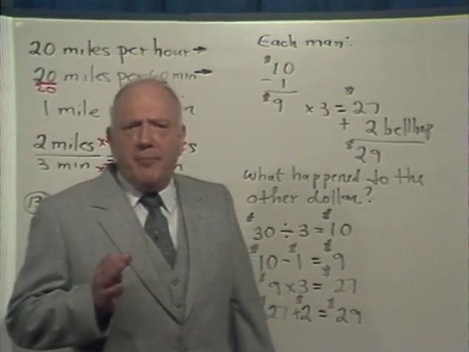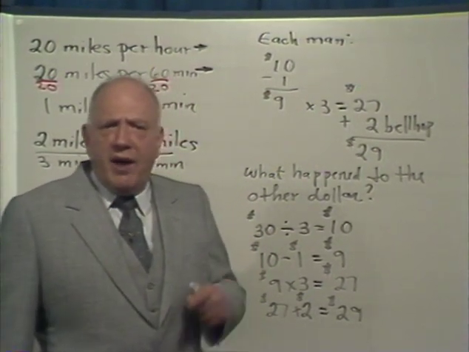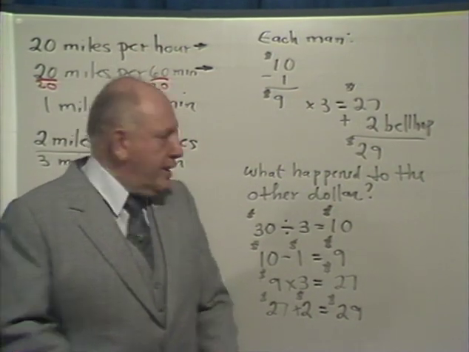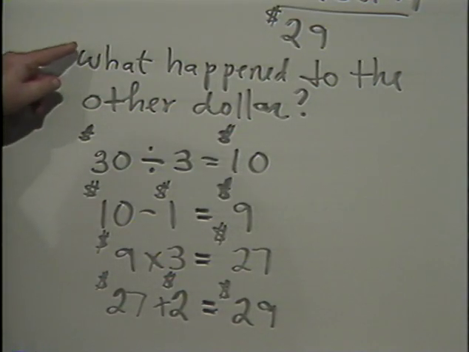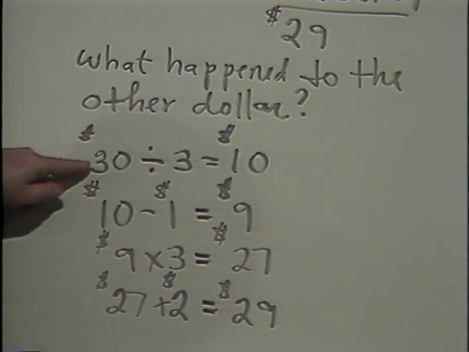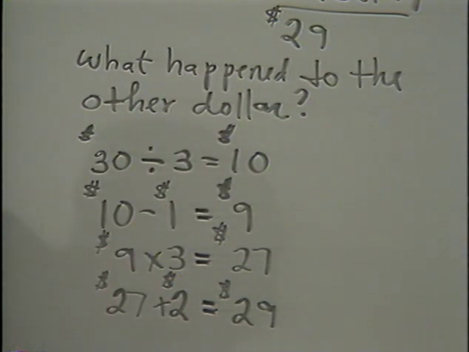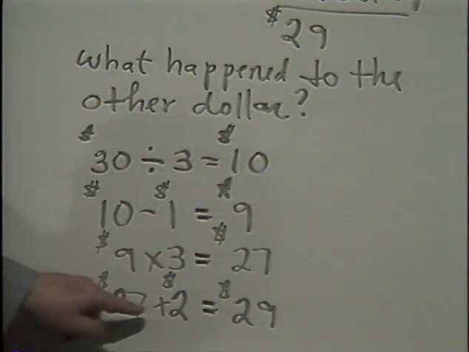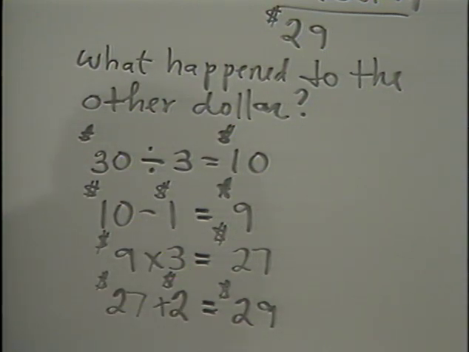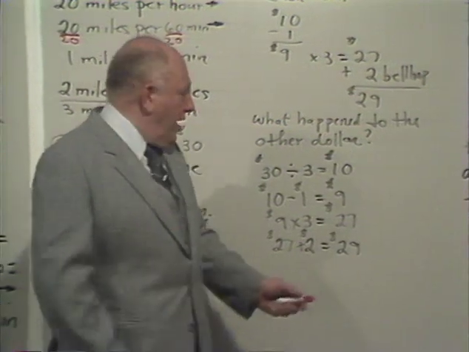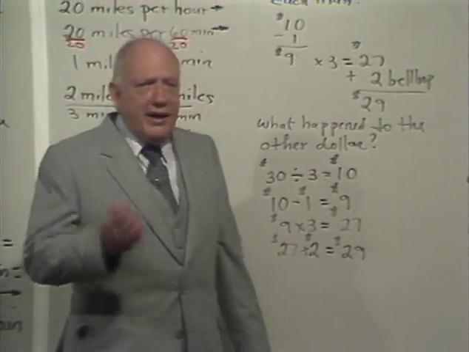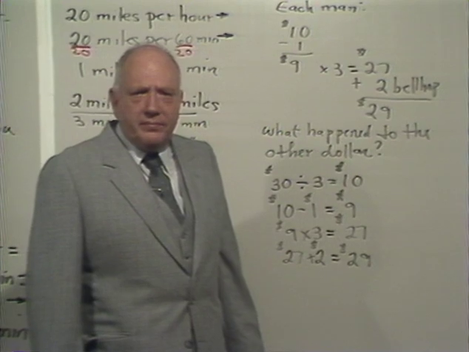Here's a perfect example of doing the arithmetic correctly, but you're doing the wrong arithmetic. Let's just check this thing through to make sure we're doing it right. The 3 guys paid $30 between them equally. Is 30 divided by 3 10? Yes. They each got $1 back. Is $10 minus $1 $9? Yes. Is 9 times 3 27? Yes. Is 27 plus 2 29? Yes. Therefore, since all the arithmetic is correct, the calculator isn't going to help us solve that problem.